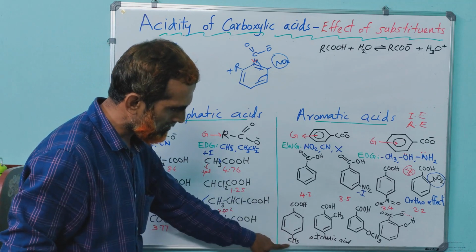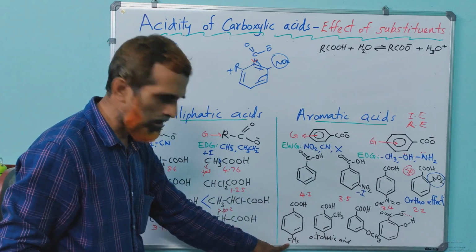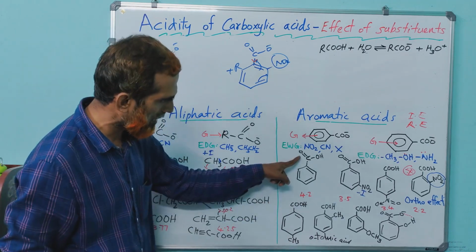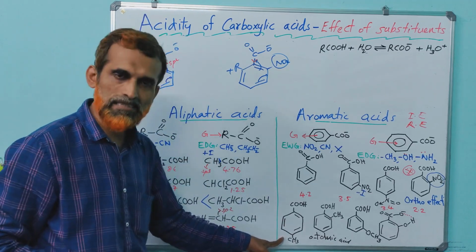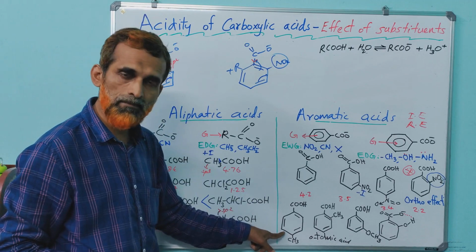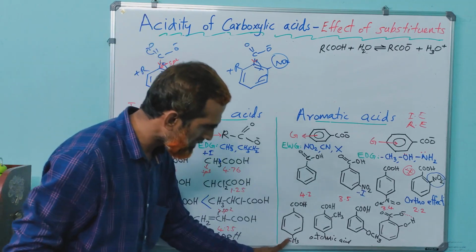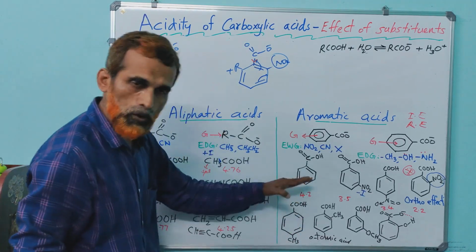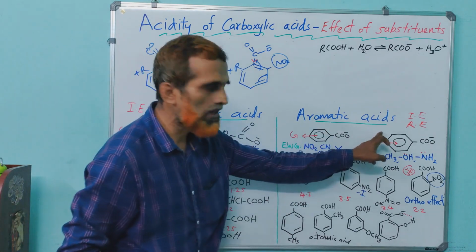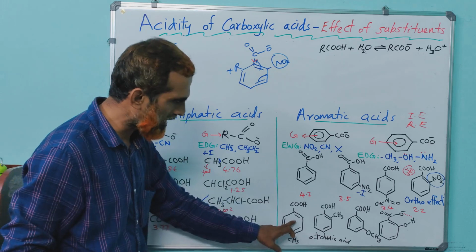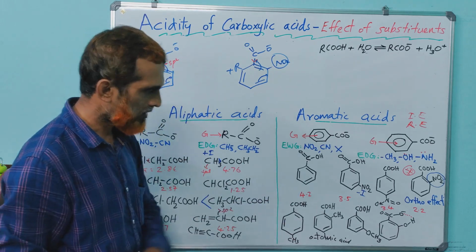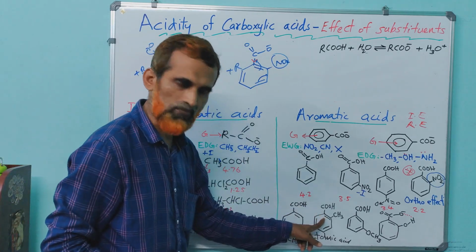So these are various examples, and this is paratoluic acid. What about this? What do you think about between benzoic acid and paratoluic acid, between these two, which is more acidic? This one, why? Because this is an electron donating group and that will decrease acidity, and it is at para position. So this is weaker than this one. This is stronger because of ortho effect.